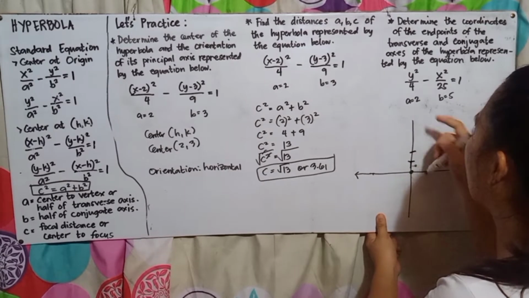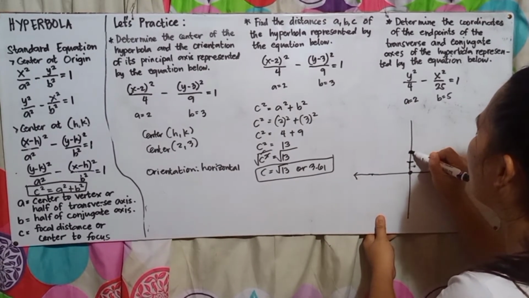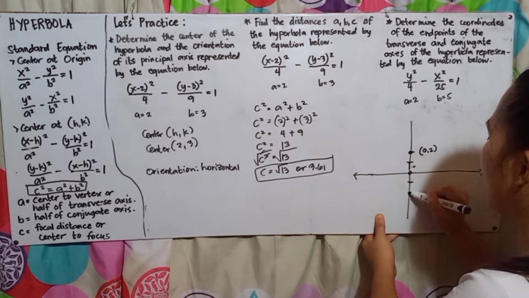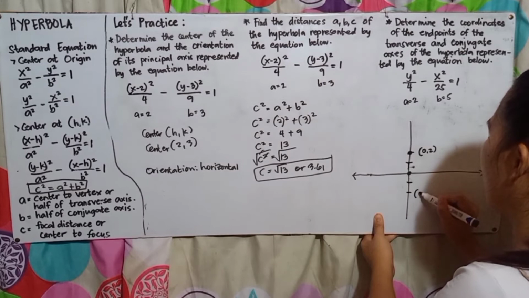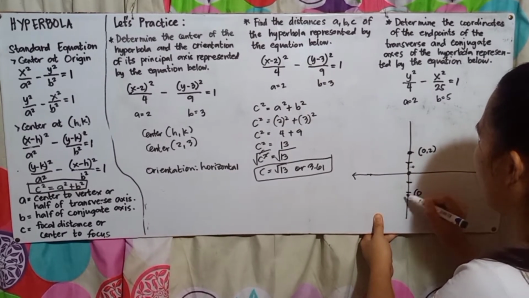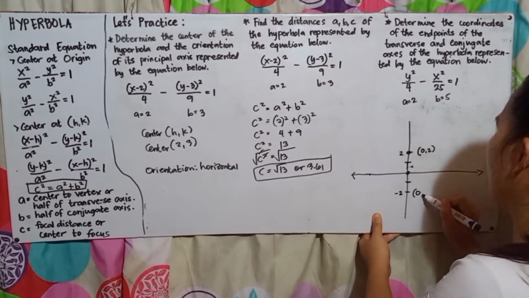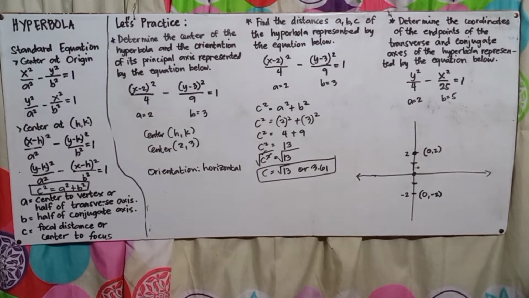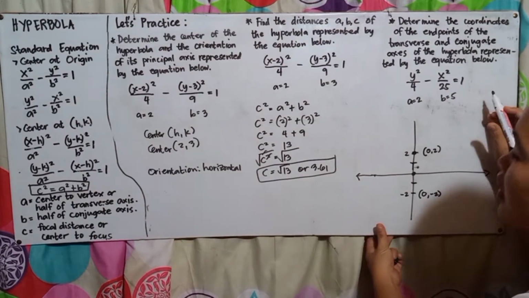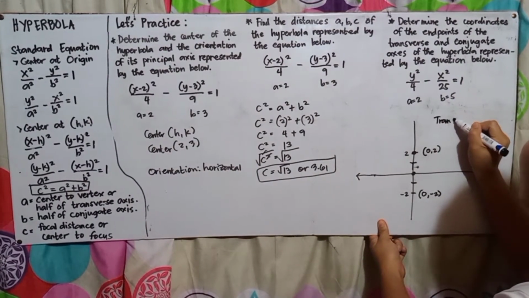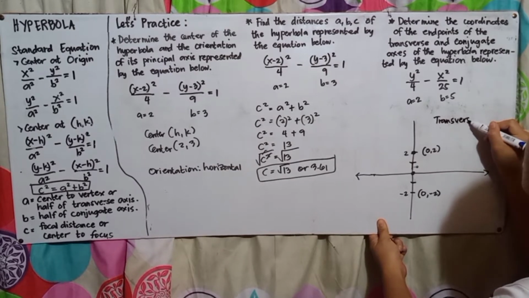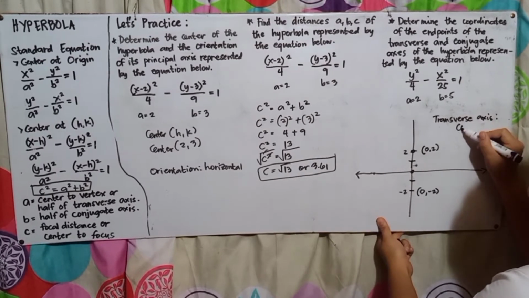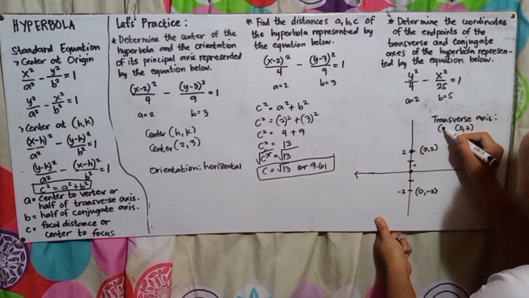1, 2. So, 2 units pataas. So, dira. Saan ni? 0, 2. 2 units po pababa. 0, negative 2. So, our A ay transverse axis. Transverse axis is 0, 2 and 0, negative 2.